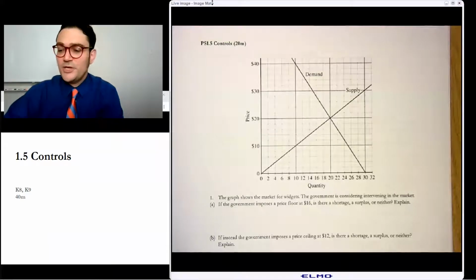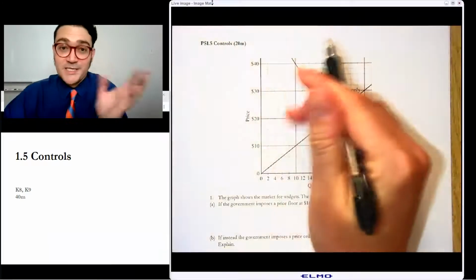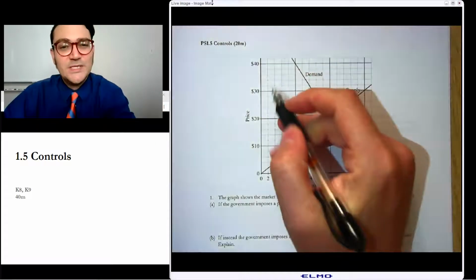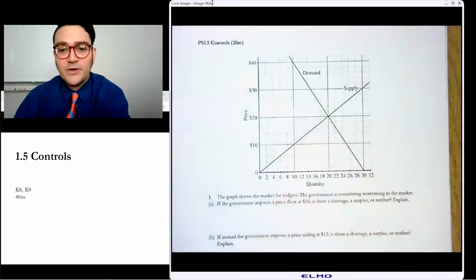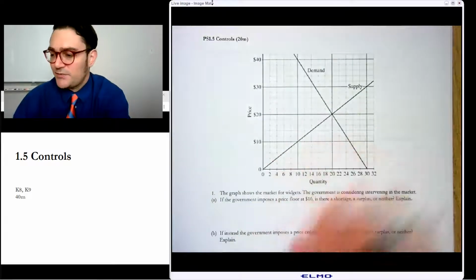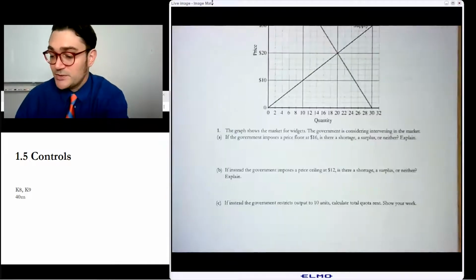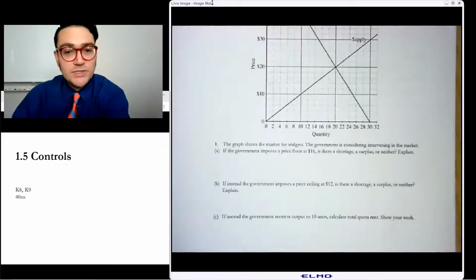Hi everybody. So in this video, it's going to be pretty quick because the last video was really long. This is just the practice for price and quantity controls. So you're given a graph here with price and quantity, and then it's kind of laid out for you nicely here. And then there's just three questions.